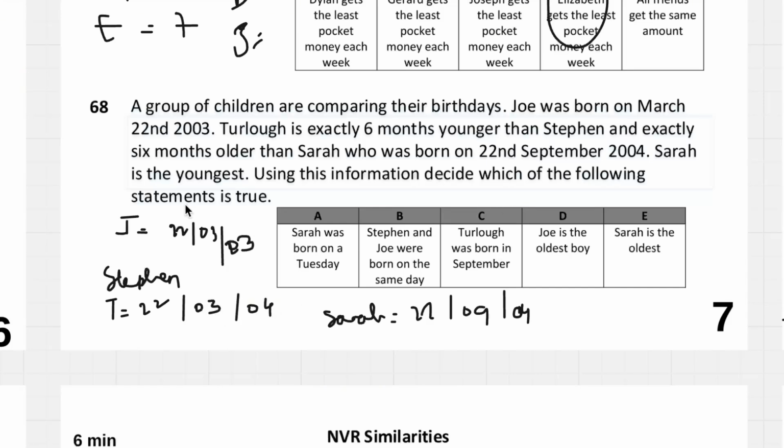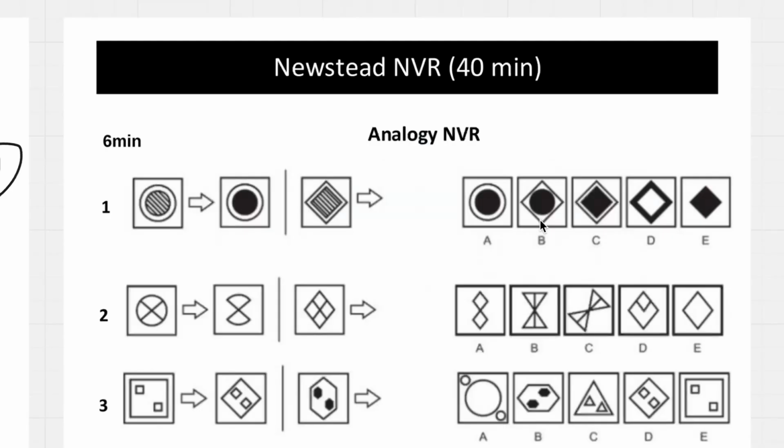But then he's also Stephen, he's younger than Stephen, so Stephen's older. We have to minus 6 months. It's gonna be 22 09 04 03. And so what can we say? We definitely know we don't know what day it was in the question, but we do know that Joe, we don't really care about what gender Turlo is, because Joe is born in March 03, which makes him the oldest boy.